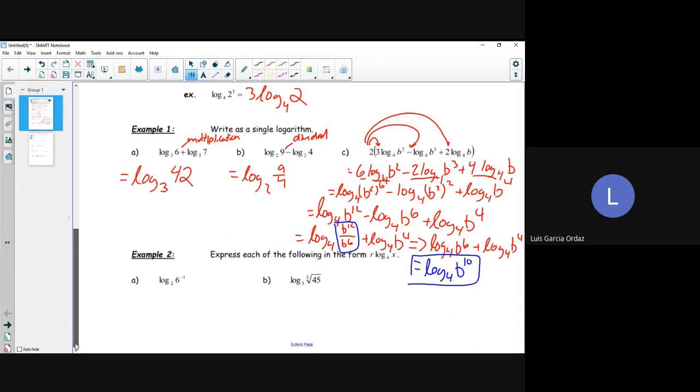So example 2, we want to write each expression in the form of r times log base b of x. So when we expand that 2 in, we need to use the power rule. So we need to change it from r log base b of x in the form of log base b of x to the r. That's what we would have to change it to.